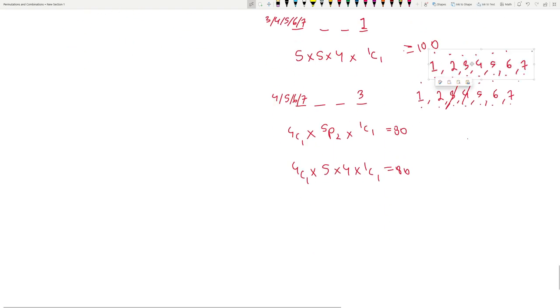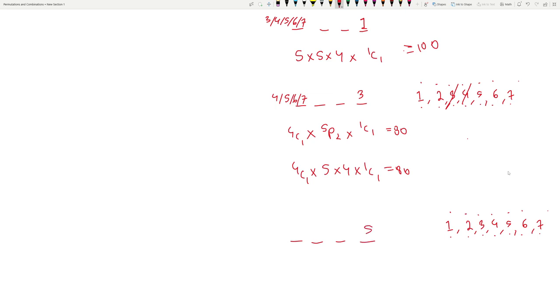Okay, let's go next. What if we put 5 at the end? Okay, so I used up 5, which means 1C1. And then to make it greater than 3000, what can I use here? I can use 3, 4, 6, or 7. So 4 options, 1 blank. So that's 4C1 or 4P1, anything is fine.